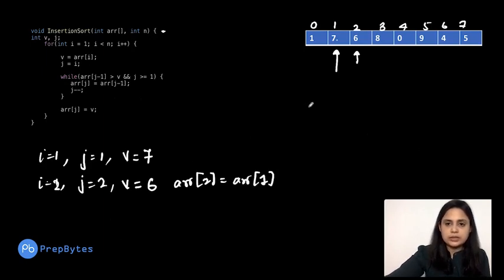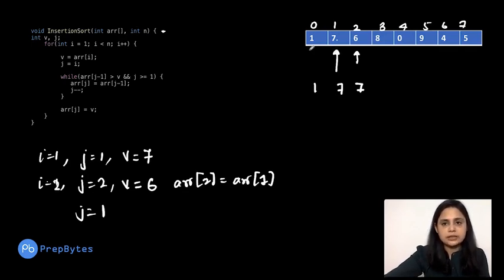So as a result of this copy, it becomes 1, 7, 7. Now we decrement our j. Our j was 2, our j became 1. Now we check if arr of j minus 1 is greater than v. So basically we are checking for this one. Arr of j minus 1 is arr of 0. So we are checking if 1 is greater than 6, which is not the case.